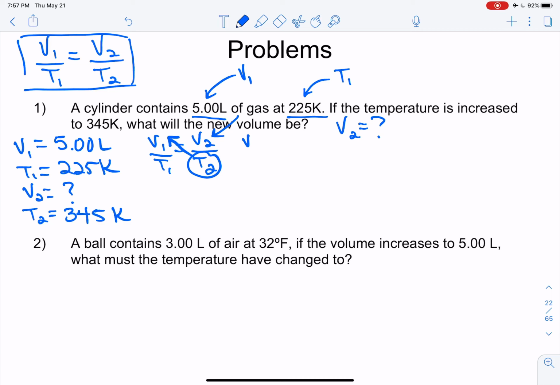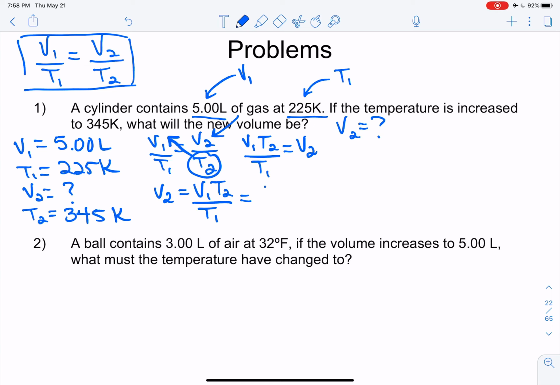And that would give us V1 T2 over T1 equals V2. Then we're just going to switch that equation around, because most of us like the variable that we're solving for to be on the left-hand side, and it's exactly the same thing. You'll get exactly the same answer. Oops, bad teacher, bad. Excuse me. There we go. And now we need to just plug and chug.